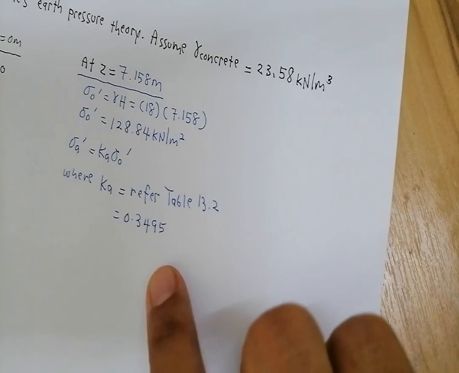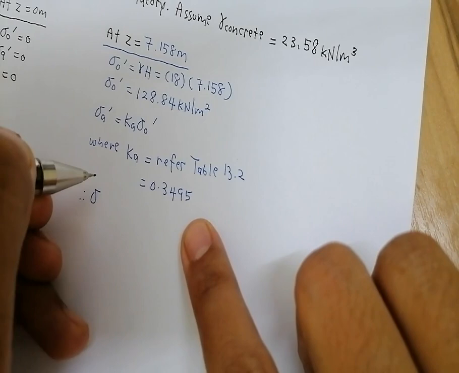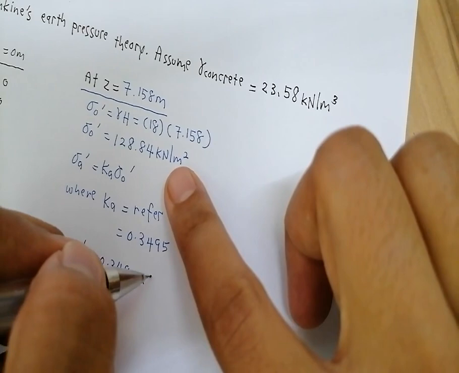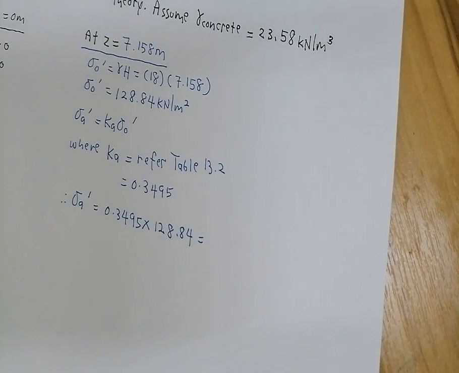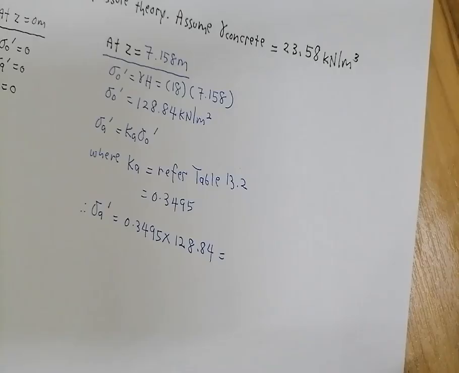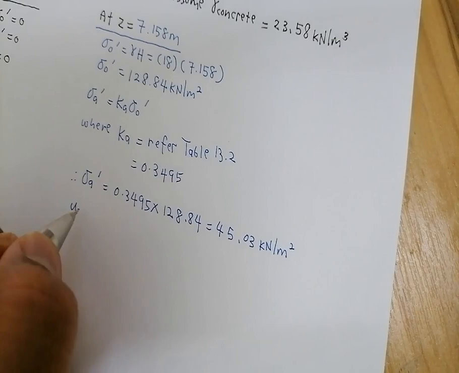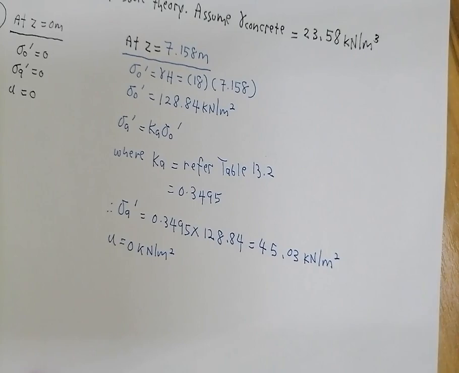Therefore, our Rankine's active earth pressure equals 0.3495 times the vertical effective stress of 128.84, which equals 45.03 kilonewton per meter square, and your pore water pressure is straightforward, it's zero. What's to do next is to plot a graph. So let's do this.